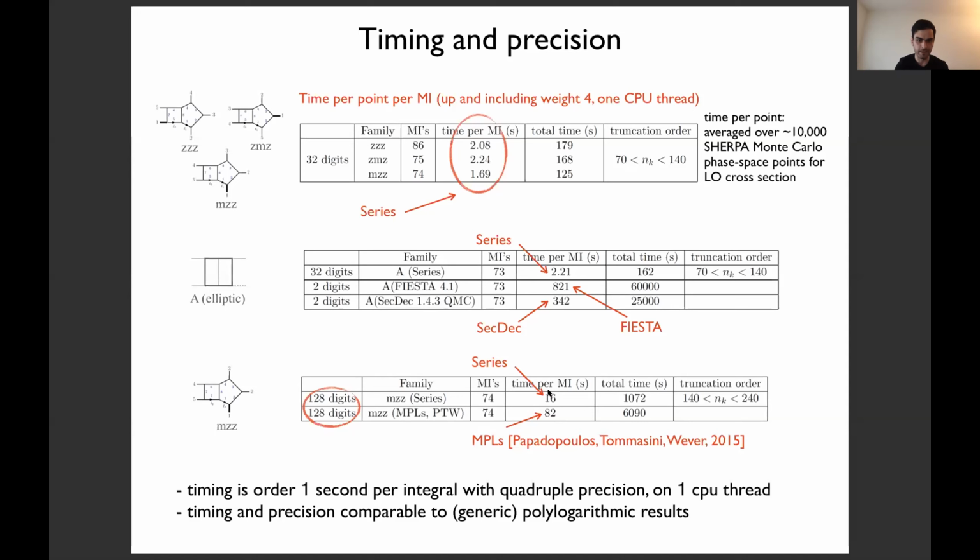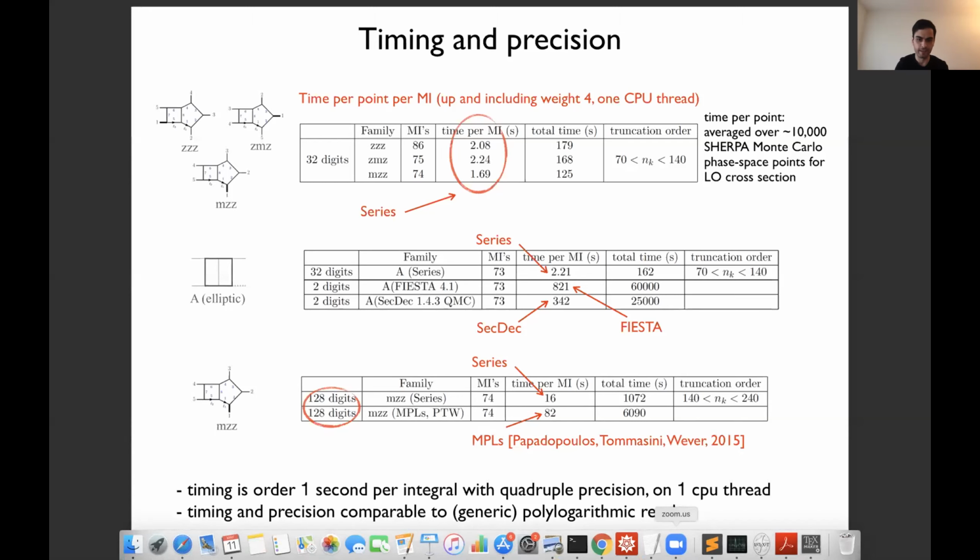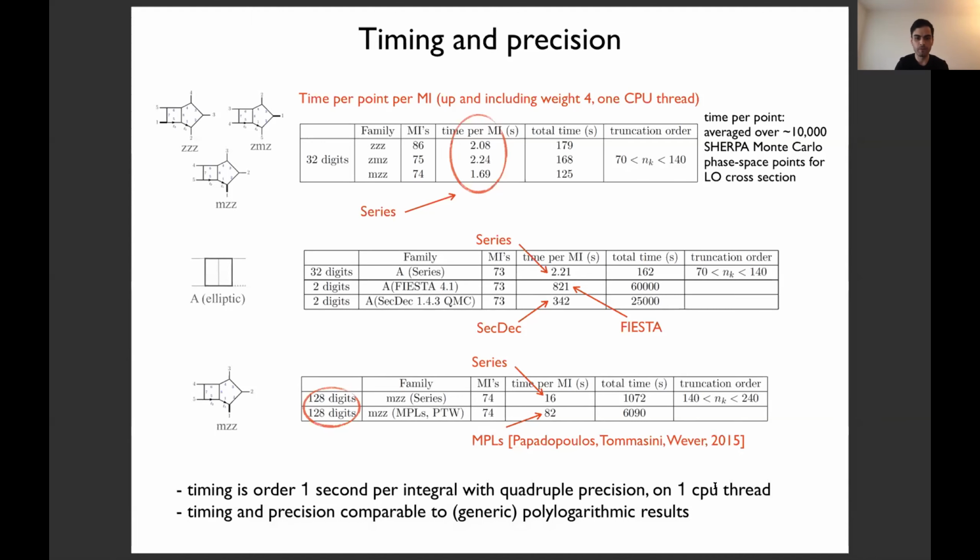And actually, this kind of difference holds, of course, also for lower precision. So there are two take-home messages in this slide. The one is the timing that we observed by studying several families, not only these ones, which seems to be sort of an invariant. We always get something of the order of 1 second per master integral with quadruple precision on one CPU thread. Another consideration is that the timing and the precision seem to be comparable with the generic fully analytic result in terms of polylogarithms.